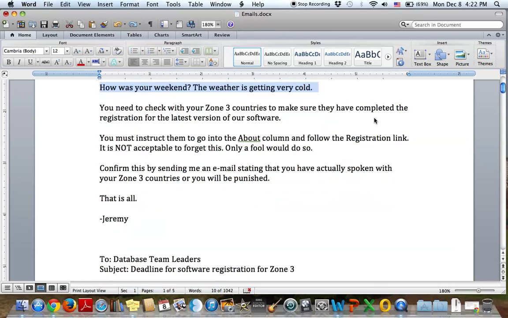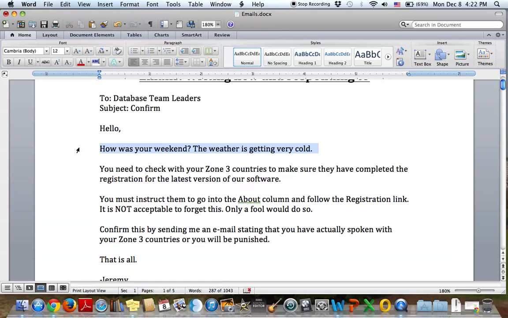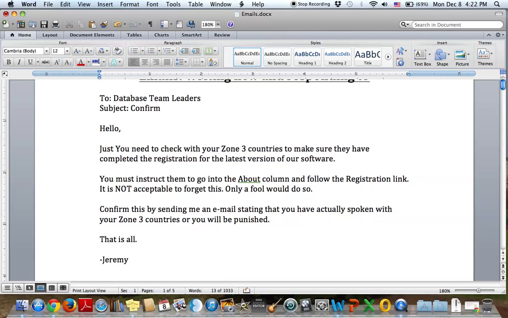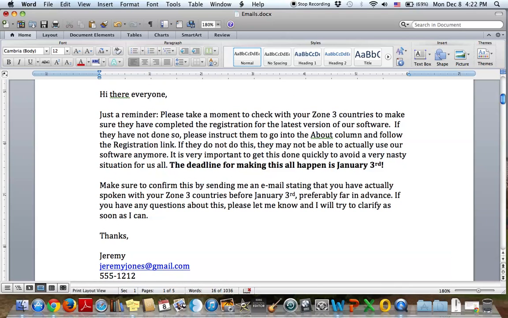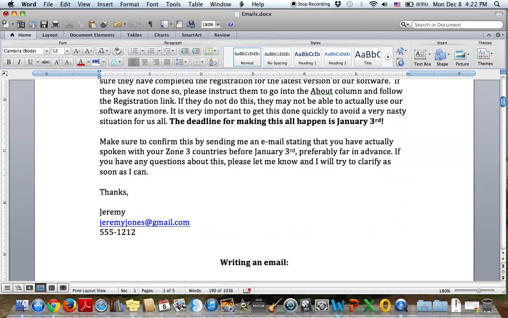So, like we looked at down here, positive note, personalize, establish common ground, but always has to be related. We don't want to have extra stuff like this. It's better to get rid of it and say, just a reminder. That's simple. Try to get to the point quickly, which is what we see in this second email. Please take a moment to check with your Zone 3 countries to make sure they've completed the registration of the latest version of our software. We're getting to the point pretty quick, like saying, look, I want you guys to check this. Please do. Got to make sure it's done.